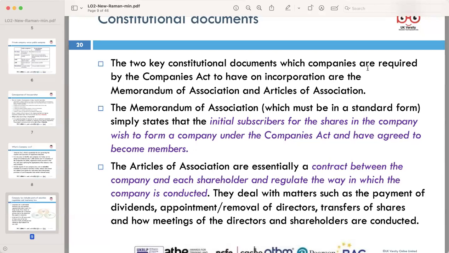Yes, that's correct. The memorandum simply declares the intent of initial subscribers to form a company under the Companies Act and become members. On the other hand, the articles of association act as a contractual framework between the company and its shareholders, regulating various aspects like dividends, directors' appointments and removals, share transfers, and the conduct of meetings. Okay.